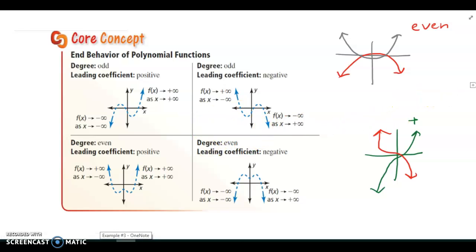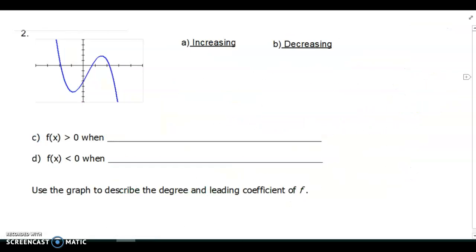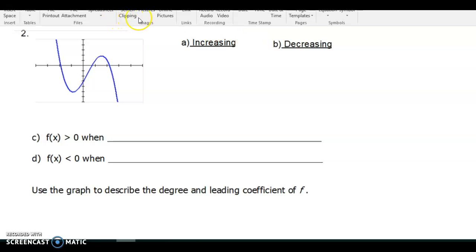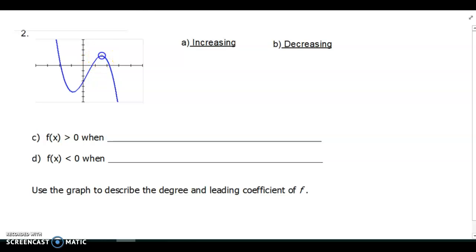All right, so I want you to try to do this one on your own. Let's label some points just so we're on the same page. Let's say, for lack of better words, this is 1.5, comma 2. This is, I don't know, 2.25, 0. This is 0.75, 0. Let's let this be -1, -8, and -2, 0. Okay, so let's use those points.